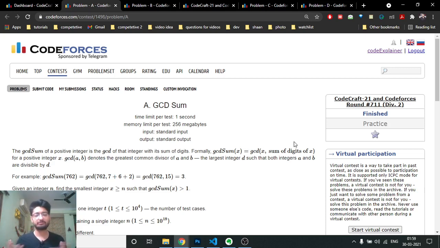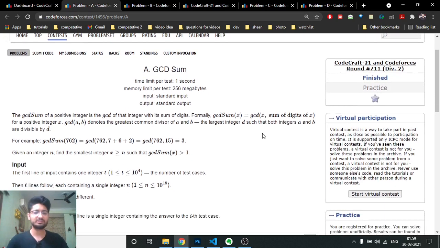So let's assume that you have 20. You will find the GCD of 20 and the sum of the digits of 20. The sum of digits is 2 plus 0, and that is the GCD sum. It gives the greatest common divisor between these two numbers. You are given some number n and you have to find some x which is greater than or equal to n, such that the GCD sum is greater than 1.